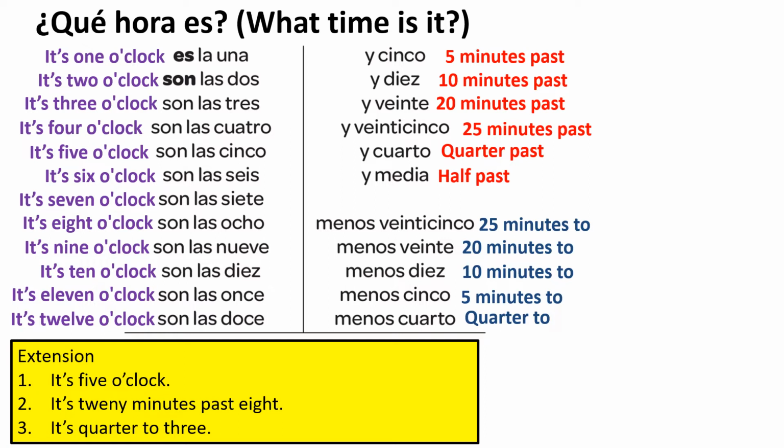Okay, las respuestas. It's 5 o'clock. Son las 5. It's 20 minutes past 8. Son las 8:20. And it's 2:45. Son las 3 menos cuarto.